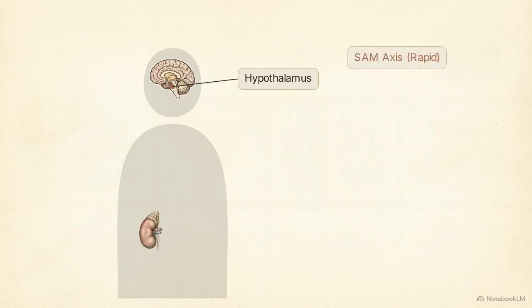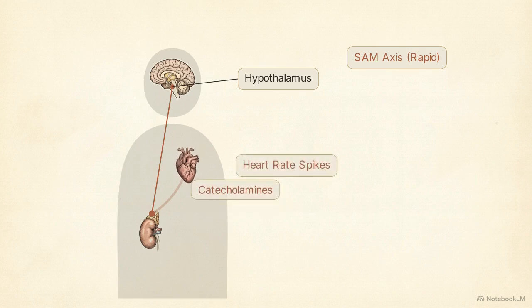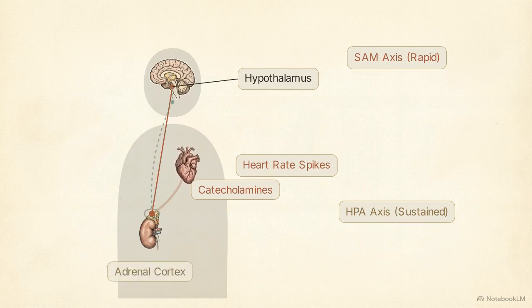The stress response originates in the brain's control center, the hypothalamus, the moment a threat is perceived. The first pathway to activate is the sympathetic adrenal medullary, or SAM axis, which sends signals directly to the adrenal medulla. This triggers a rapid release of catecholamines, epinephrine and norepinephrine, spiking heart rate and blood pressure to prepare for immediate physical exertion. A second, slower pathway runs in parallel, the hypothalamic pituitary adrenal, or HPA axis.